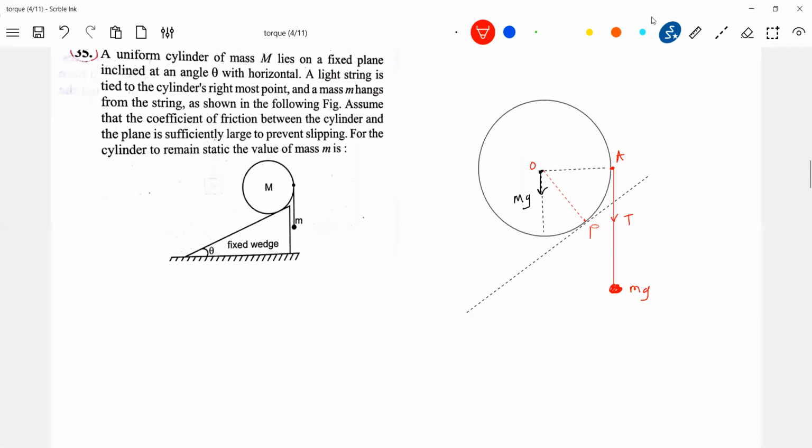Now it's an equilibrium cylinder. A light string is tied to the cylinder's rightmost point and the mass m hangs here. Assume that the coefficient of friction between cylinder and plane is sufficiently large to prevent slipping. There's also friction there. So in what direction should the friction act here? No, the direction of friction is also not given. This is theta.